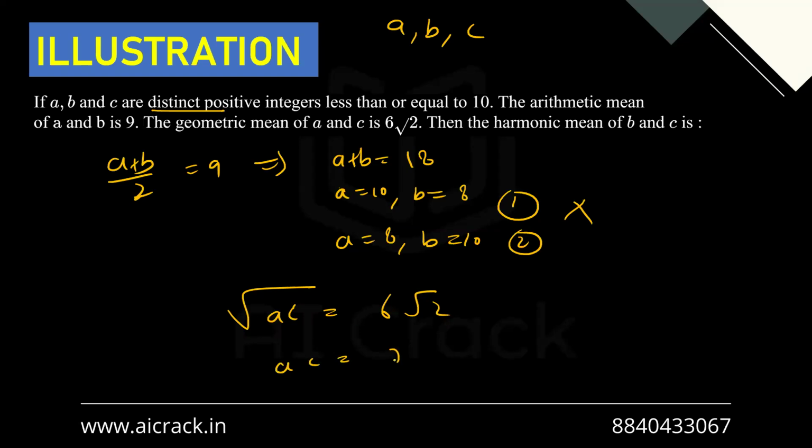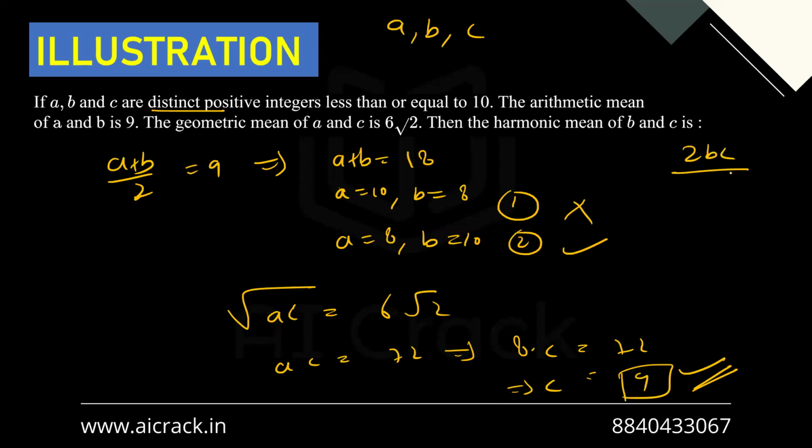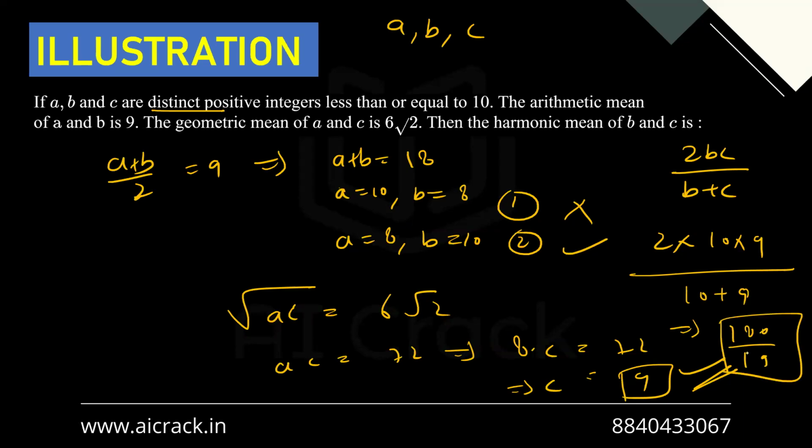Now if we take the second case, basically a equals 8, we'll get ac equals 72. That means 8 times c equals 72. That gives us c as 9, so we have an integral value of c from here. That's an acceptable case, right? Now we have to find the harmonic mean between b and c. That would be 2bc upon (b plus c), right? Now 2 into b, where b is 10 and c is 9, divided by b plus c, that is 10 plus 9, that is 19. So that gives us 180 upon 19. You can again back check the calculations, right?